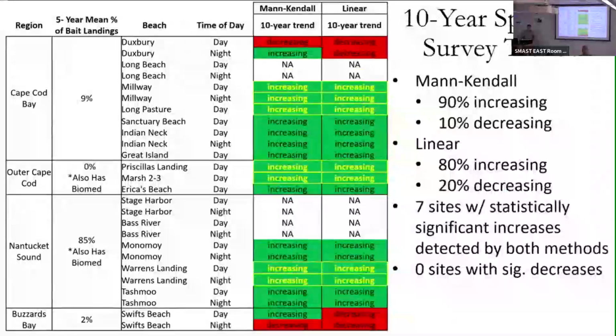Looking at the 10-year trends, using the Mann-Kendall, which is a method of looking at data for time series. Basically what it's looking for is monotonic trends, so going one direction, either up or down. This is saying that 90% of the spawning survey sites are going up, only 10% are decreasing in the last 10 years. If you use a linear model, that goes to 80% and 20%. So still really positive, but not quite as positive as the Mann-Kendall. There are 7 sites that are statistically significant using both methods, and 0 sites with significant decreases.